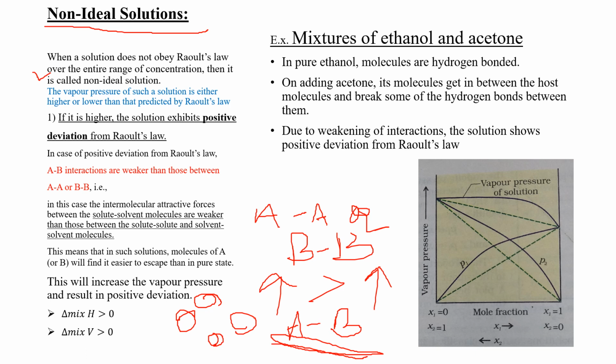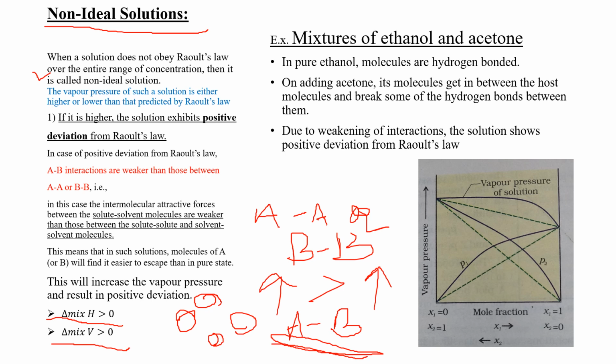Now according to this, the value of delta H mixing for a non-ideal solution showing positive deviation will be greater than 0, and the process is endothermic in nature. Similarly, delta V mixing will also be greater than 0. Why? Because as the interaction between the solution particles is less, the molecules of the solution will escape, and as they escape, the volume of the solution will increase, and as the volume of the solution increases, the change in volume of mixing will be greater than 0.